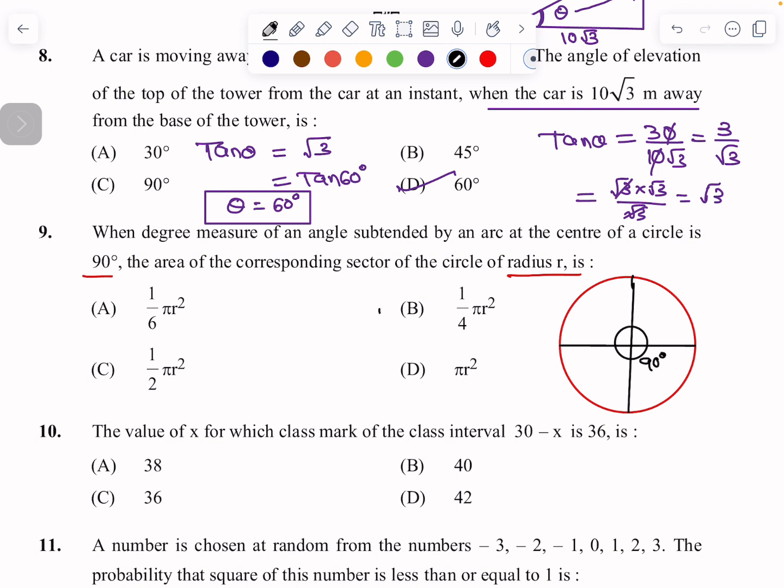The area of the circle is pi r square. The 1/4 of the circle is 1 by 4 pi r square. So the answer that matches is 1 by 4 pi r square. The total area of the circle is pi r square.